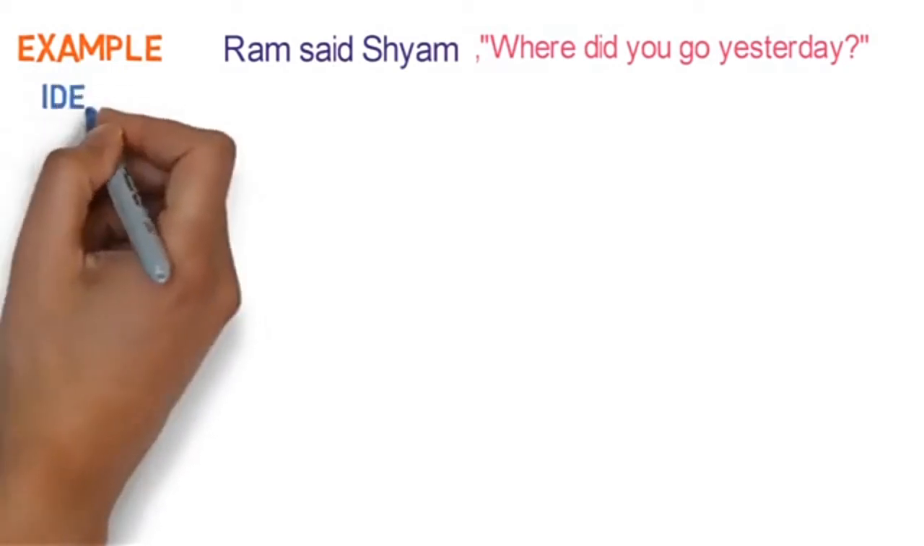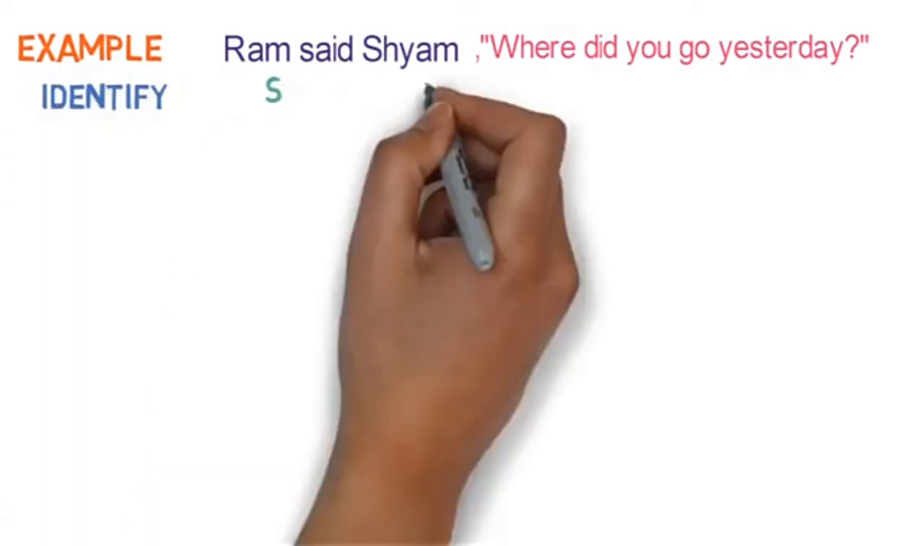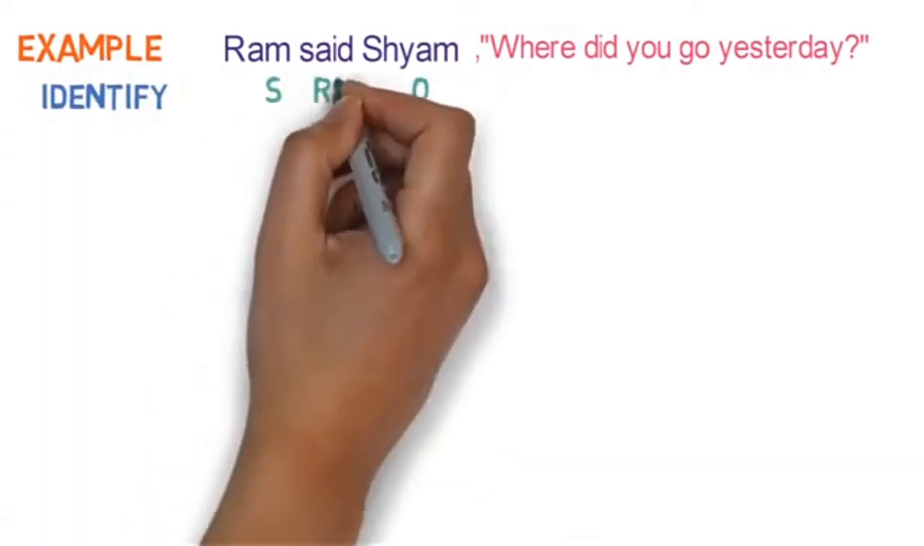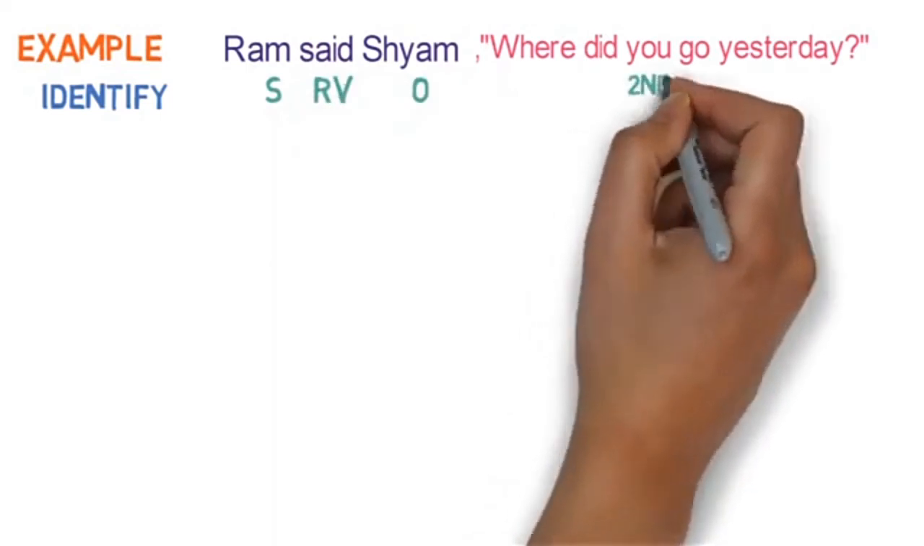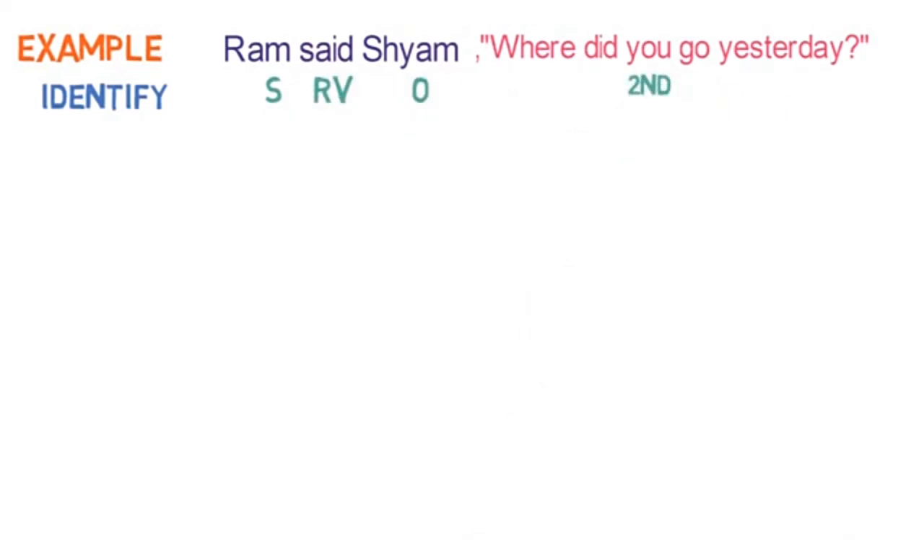Ram said, Shyam, where did you go yesterday? Let's apply the 7-step formula here. Step 1 is to identify. Ram is the subject, Shyam is the object, said is the reporting verb. And as said is in past form, we need to check the tense of the reported speech. Here the tense is simple past.